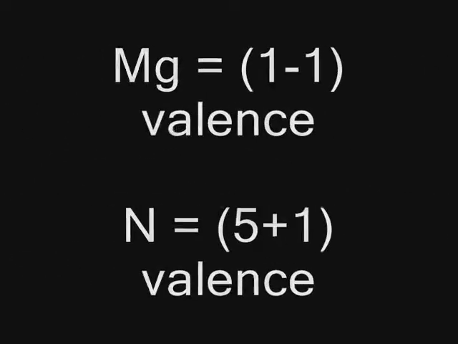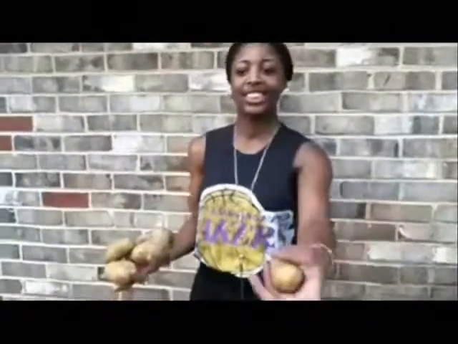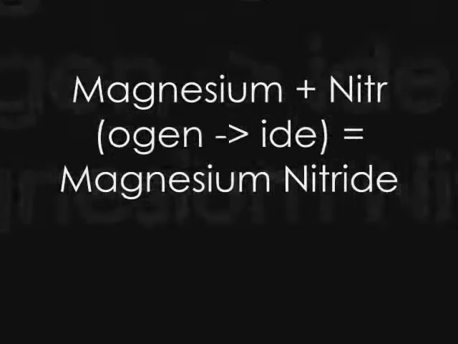Magnesium gives the last valence to the nitrogen. Once again, magnesium is stable, but nitrogen isn't. So we get one more magnesium, it gives its 2 to the nitrogen, and both atoms are stable. IDE is added to the end of the nonmetal to make it an official ionic compound.